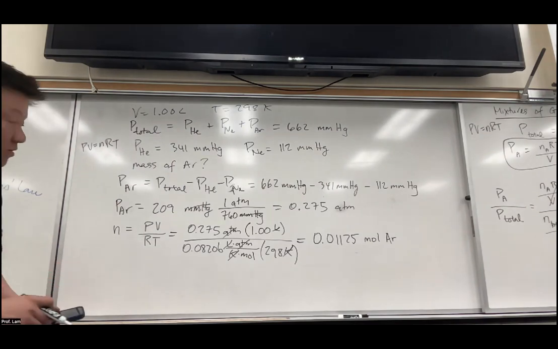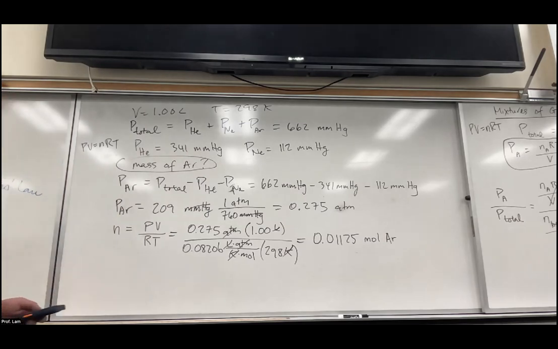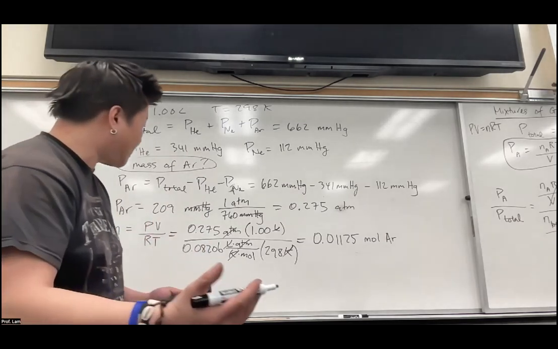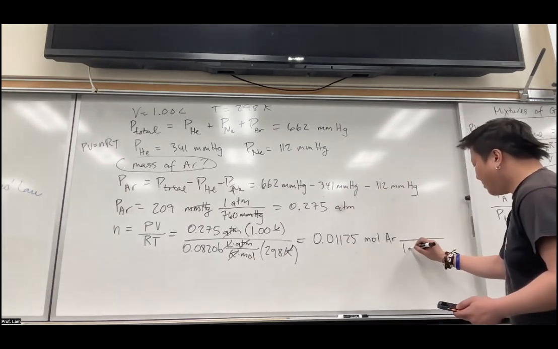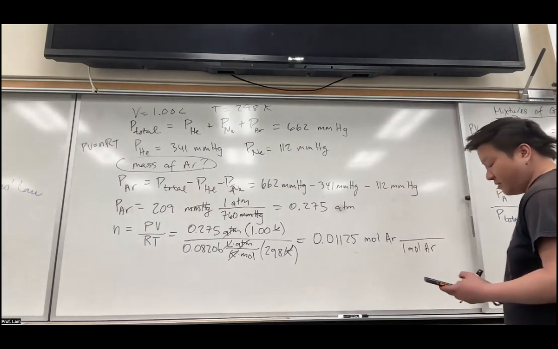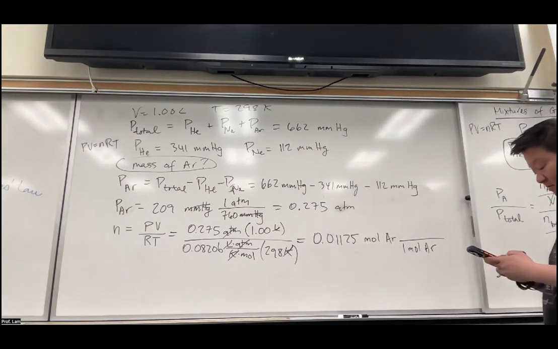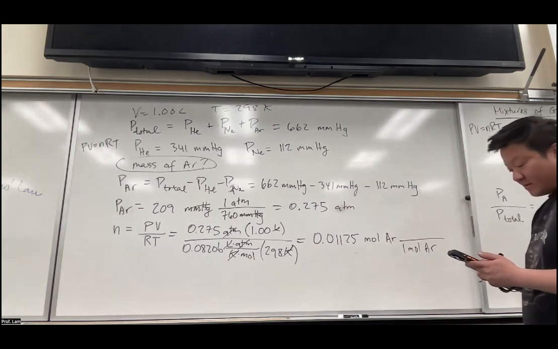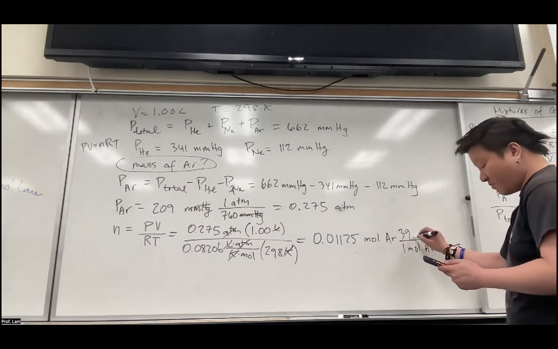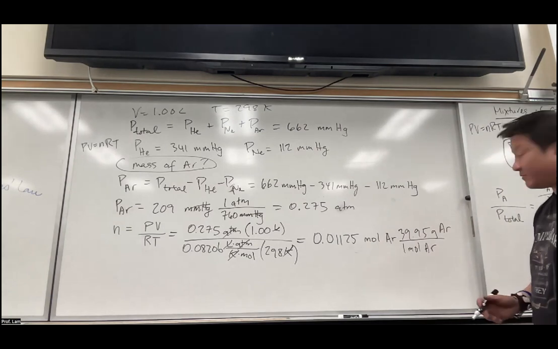But it doesn't want mole. What does it want? What is our problem? The mass of argon. So just one more step. How do we get from mole to mass? Molar mass, right? So 1 mole of argon on bottom. Okay. And then the molar mass of argon. Add up. 39.95 grams of argon on top, right?